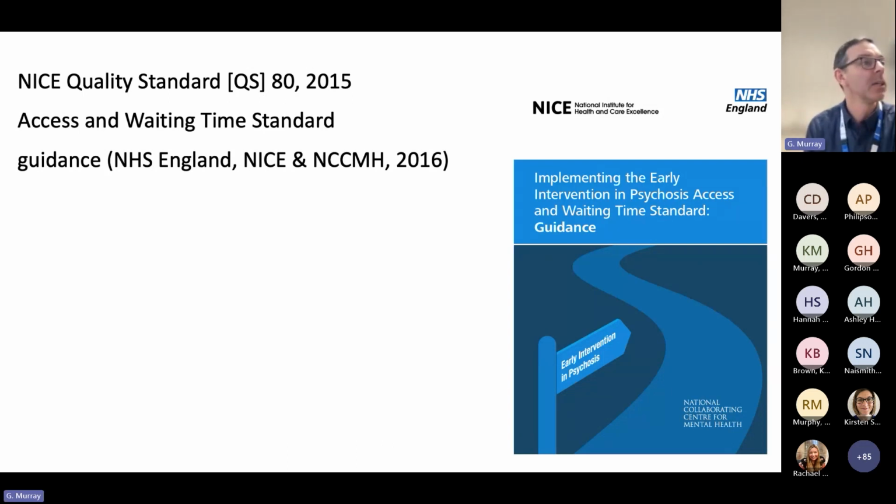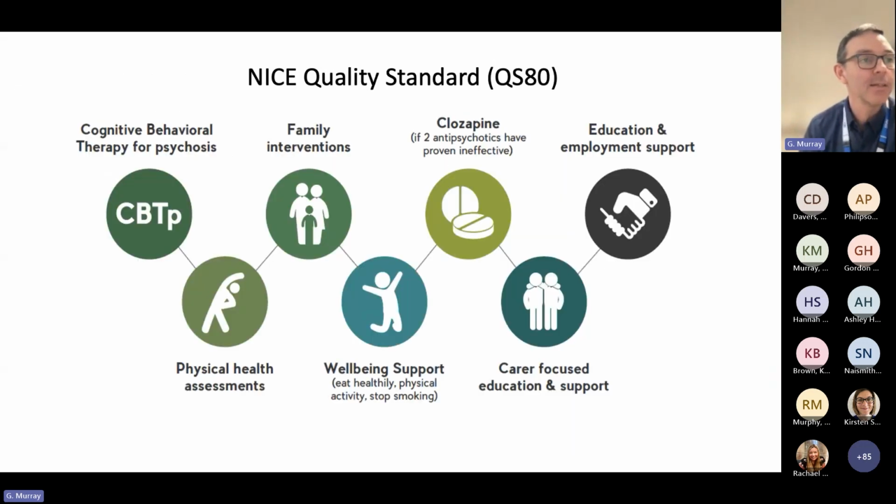And this was the document that laid out these quality standards. So what are the quality standards from NICE QS80 that have been operationalized and that we now have to meet? Cognitive behavioral therapy for psychosis, delivered by quite an expert, well-trained practitioner, family health interventions, physical health assessments and intervention, carer-focused education and support, employment support, and deploying clozapine for treatment resistance. So, I mean, it doesn't seem that difficult, but it's difficult to deliver it on everyone.